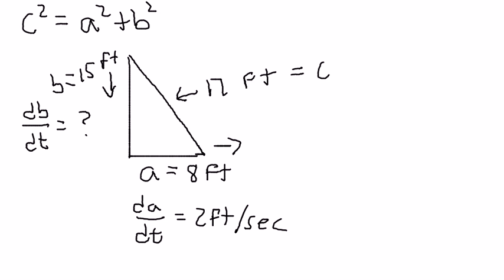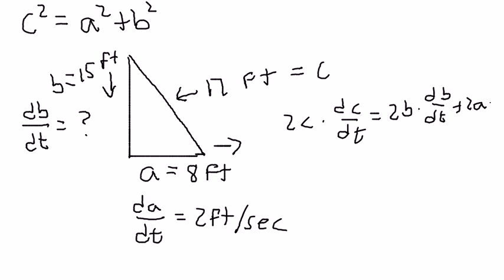Now I can differentiate this. So I get 2C times dC/dt equals 2B times dB/dt plus 2A times dA/dt. In this particular problem, the hypotenuse is not changing because the ladder is not changing size. It's 17. So the part to the left of the equal sign is just going to become 0.